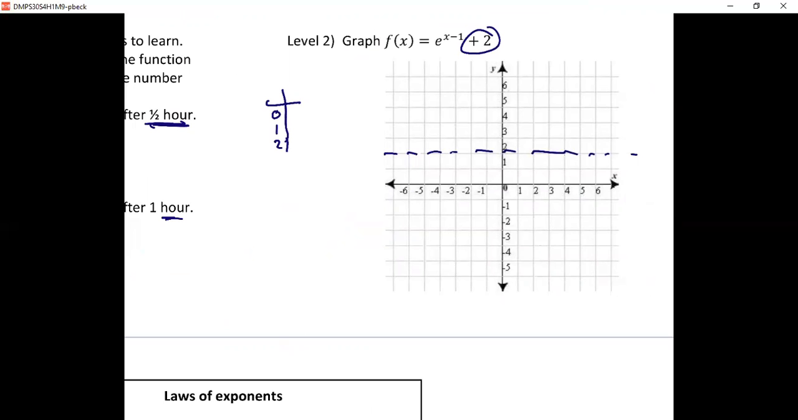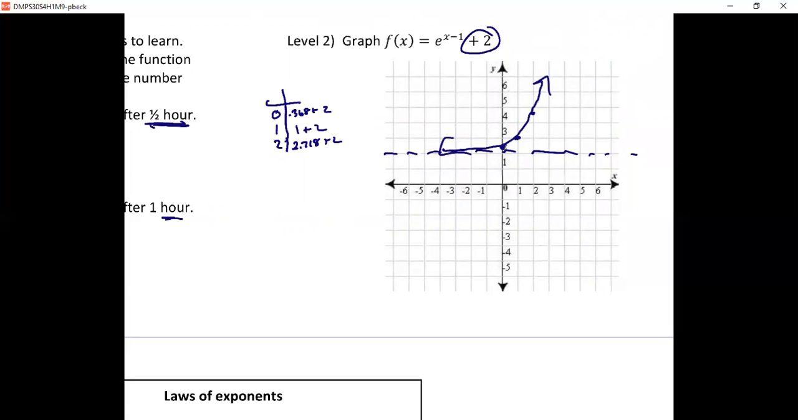So e to the negative first is 0.368. So that's 0.368 plus 2, which is 2.368. E to the 0, because it's 1 minus 1, is 1. 1 plus 2 is 3. Then e to the first power, e is 2.71828, plus 2 gives us 4.718. So we have a graph that looks like so.